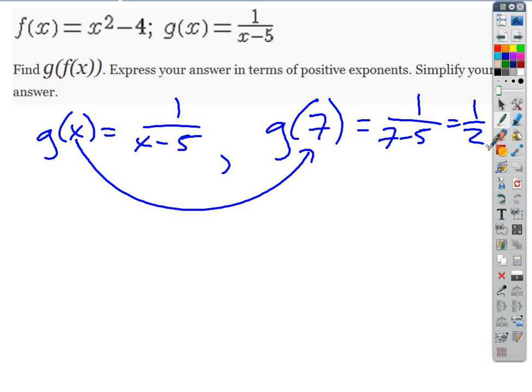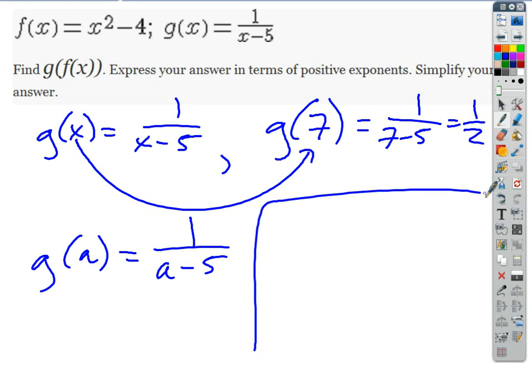So then what am I going to get if I put an a in there instead of an x? 1 over a minus 5, right? Because now if I feed it the a, it's going to do this recipe to it. It's going to be 1 over whatever I feed it minus 5. Now this is the weird part: what if I feed it something like f, where f is actually a function? So what's g of f going to look like? 1 over f minus 5.